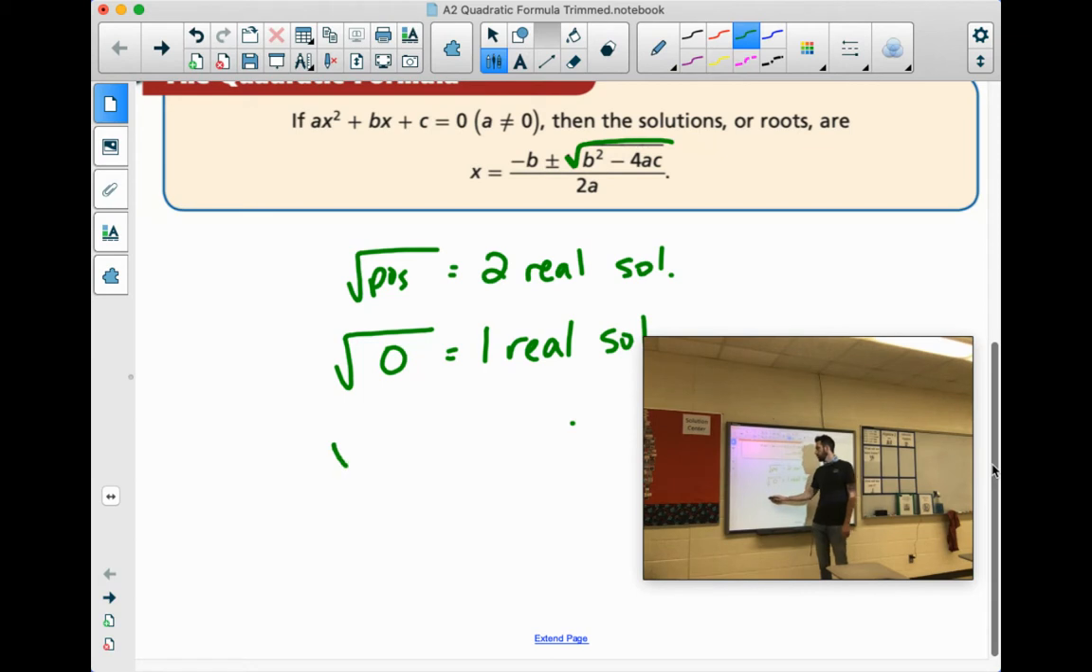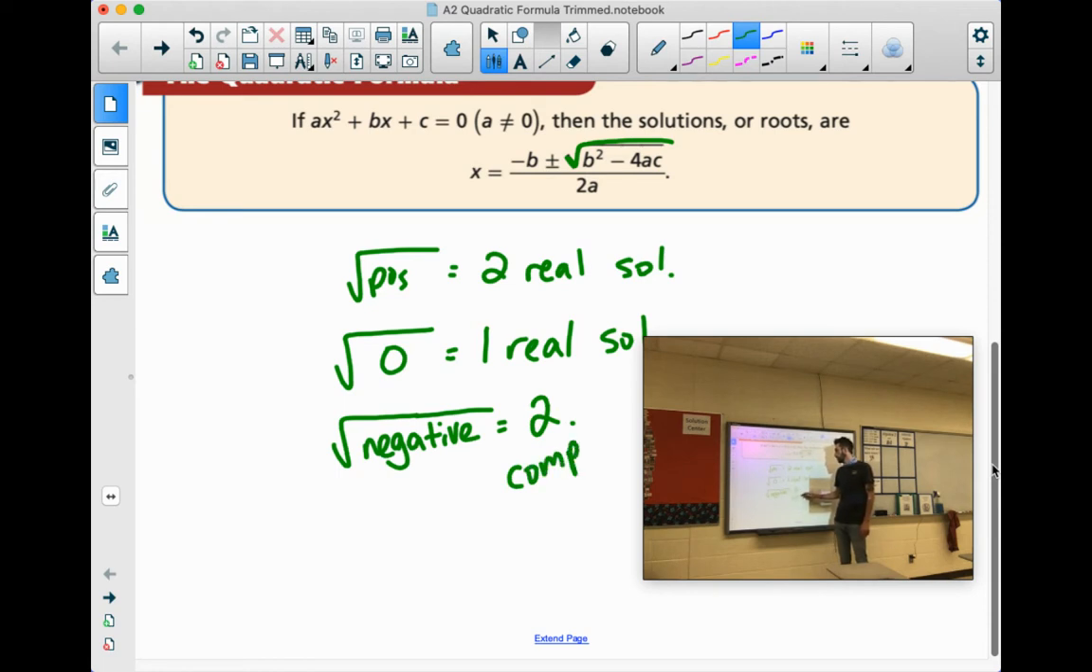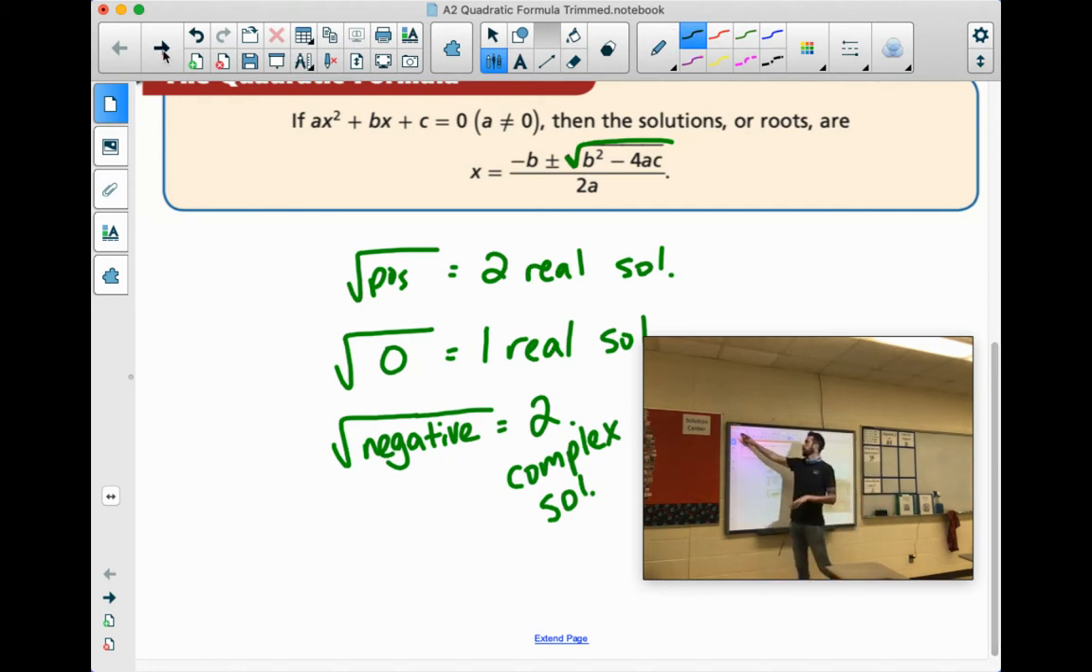And if the square root comes out negative, we used to say no solution back in the day, but now we would say there's 2 complex solutions, the imaginary number system, but no real solutions. So we're going to try some examples that kind of mix and match everything in here.